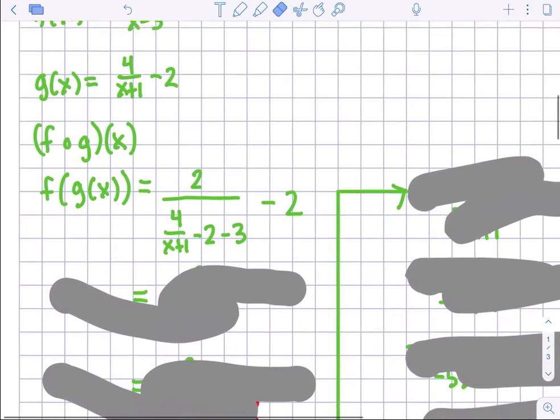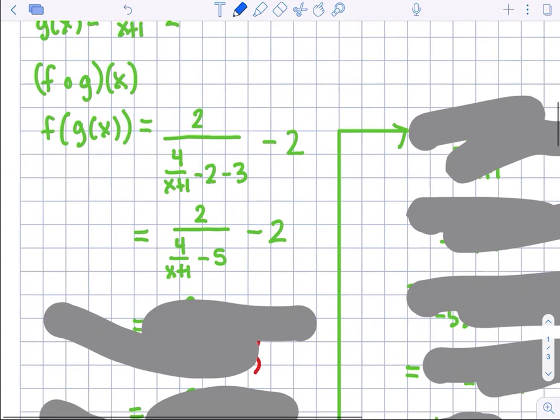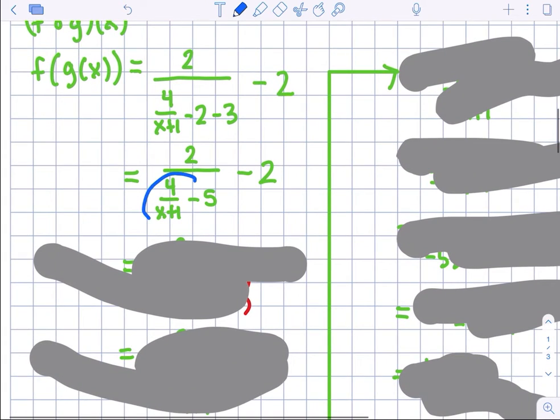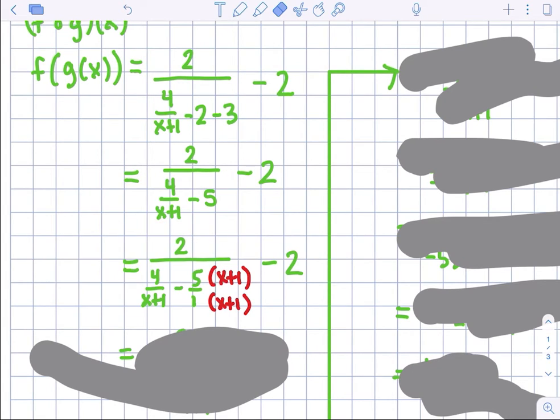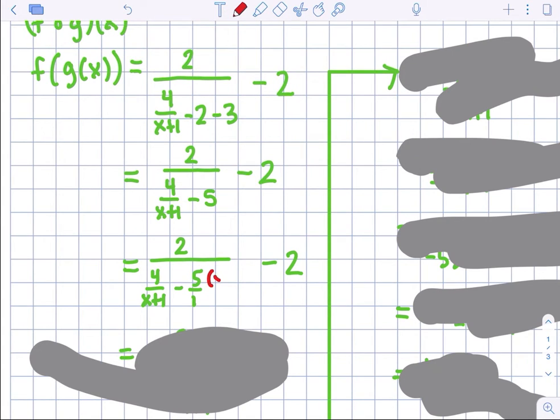Alright, so the first thing we have to do is that -2 minus 3, we subtract from each other, and that's how we change it to negative 5. Next, we have to get this to have a common denominator. The common denominator is x plus 1, so that means change 5 to become a fraction, and then multiply top and bottom by x plus 1.